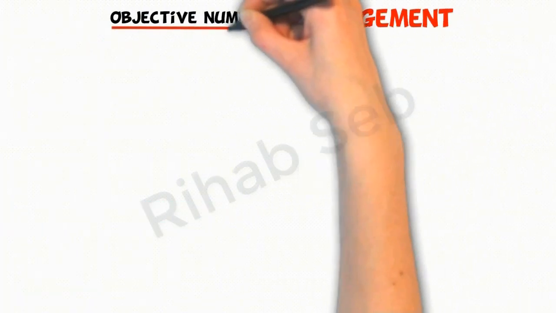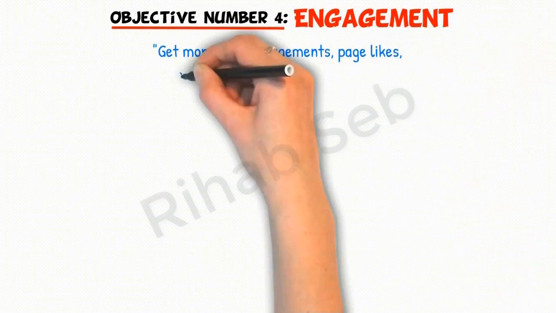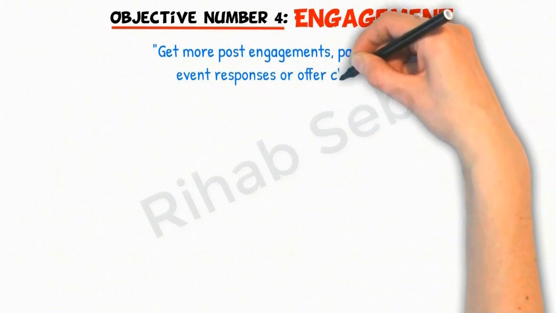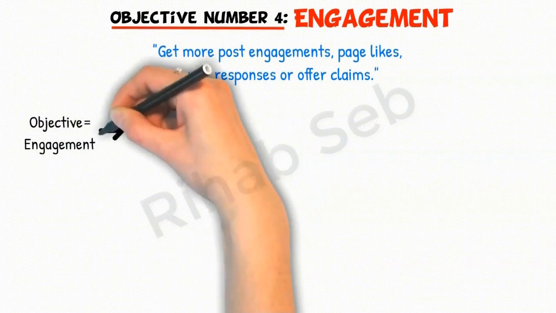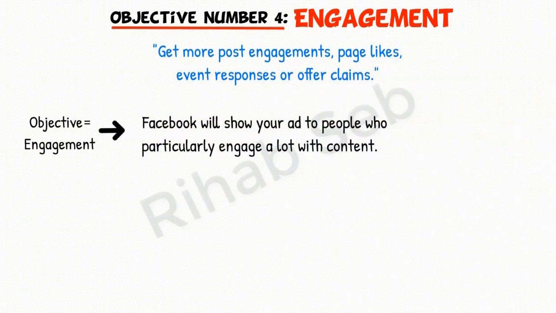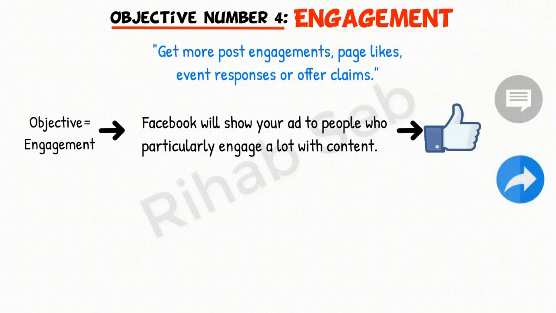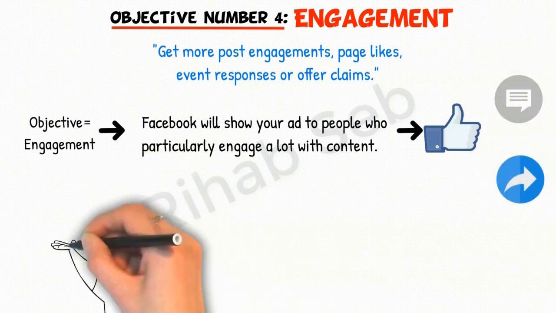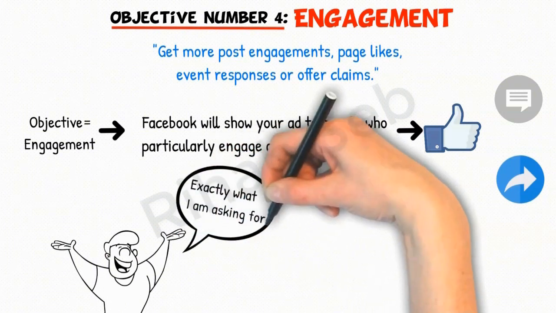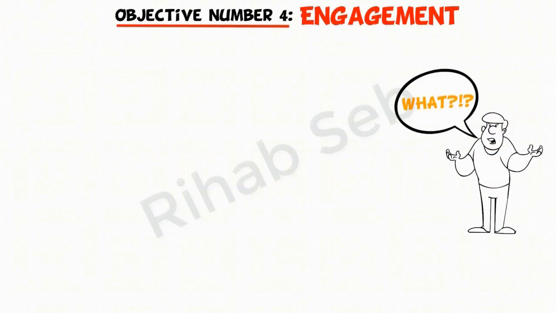Objective number 4, engagement. The simplest translation of this objective is get more post engagements, page likes, event response, or offer claims. If you use the engagement objective, Facebook will show your ad to people who particularly engage a lot with content. This means that Facebook will show it to people who like ads, write comments, share content, and tag their friends. Well, yeah, this is super cool. We all need and want engagements on our ads. Well, don't be surprised now when I tell you that this is not true.